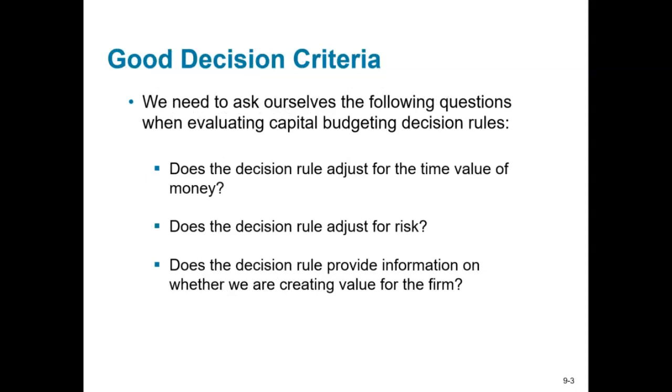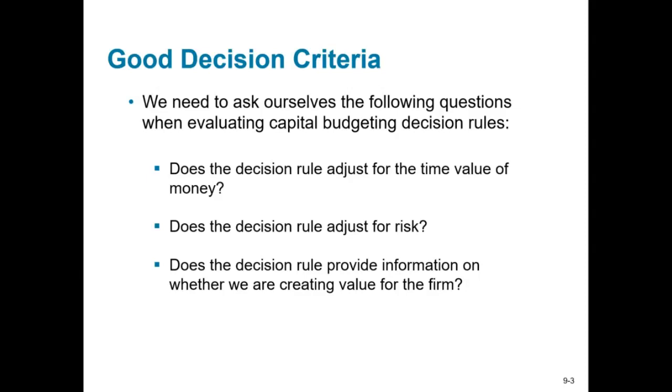the good decision criteria is we need to ask ourselves the following questions pertaining to the evaluation of capital budgeting decision rules. Does the decision rule adjust for the time value of money? Because we are talking about decisions for the future cash flows, it is imperative that we know how you are going to adjust for the time value of money.